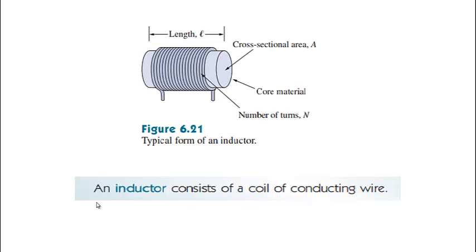An inductor consists of a coil of conducting wire. This wire should be made of conducting material, not any insulator or anything else. This core material should usually be magnetic. We may have air core inductors as well. They have their own properties and own applications, but in most cases we have this core made up of iron or steel.